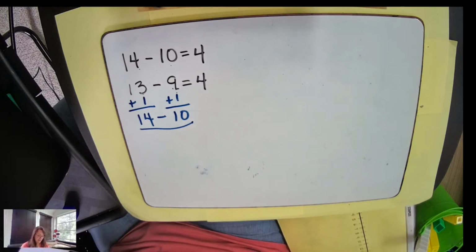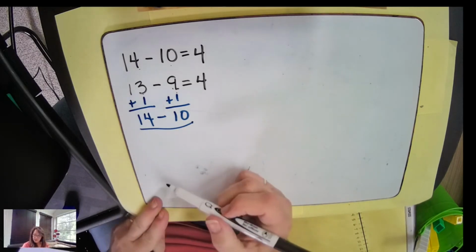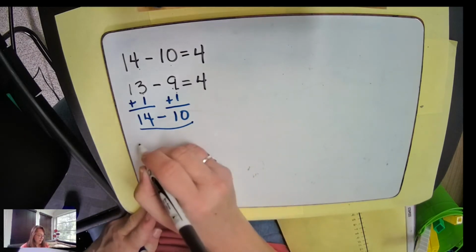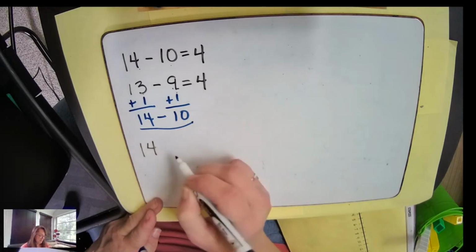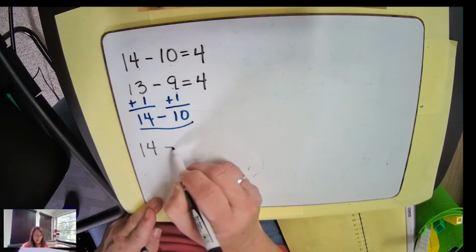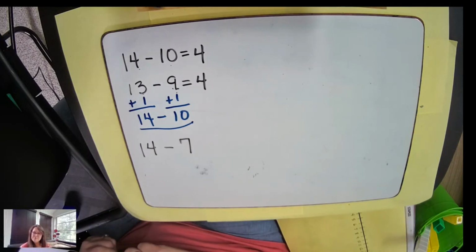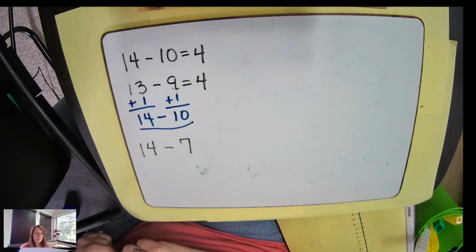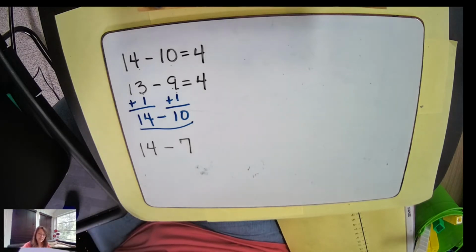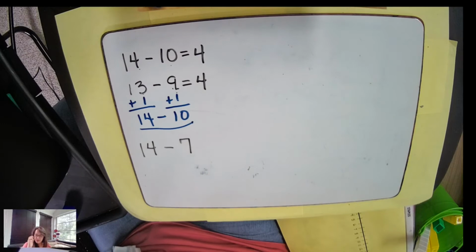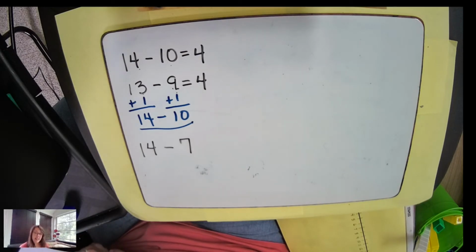Okay, here's the next problem. The next problem is 14 minus 7. Have you thought of an answer? Maria, what do you think the answer is to 14 minus 7? Okay, Maria says she thinks the answer is 7.